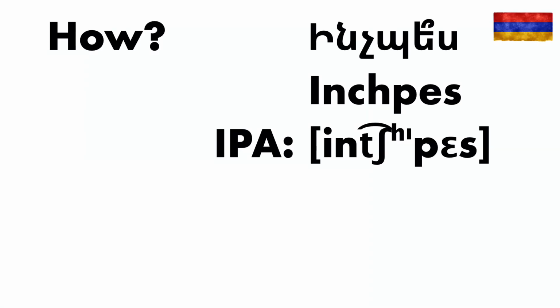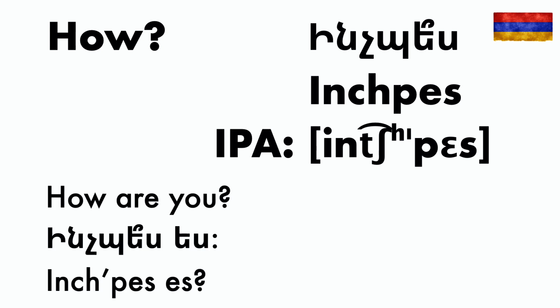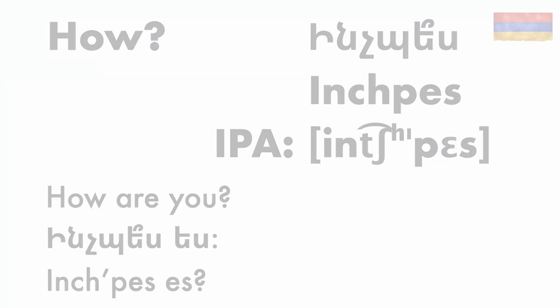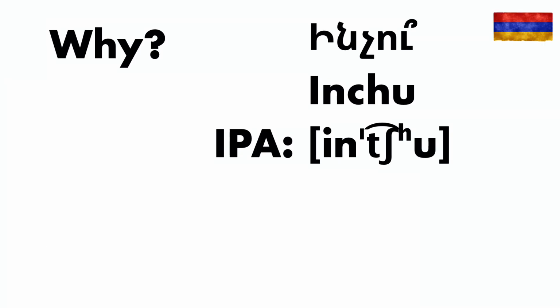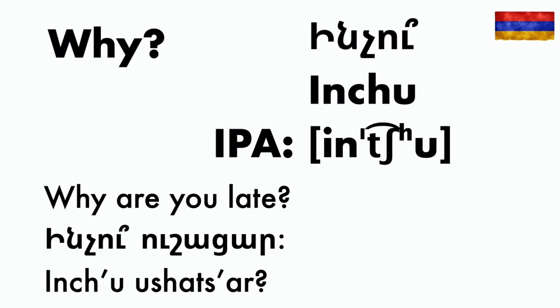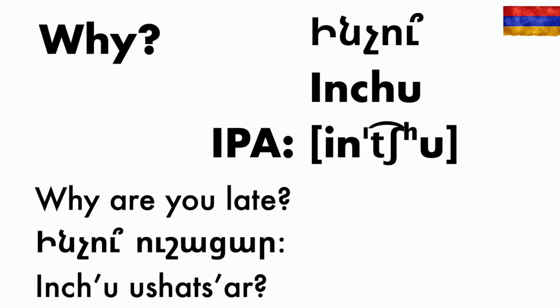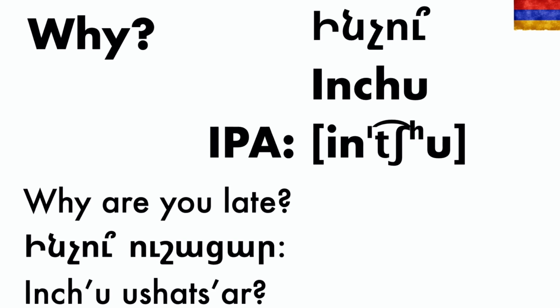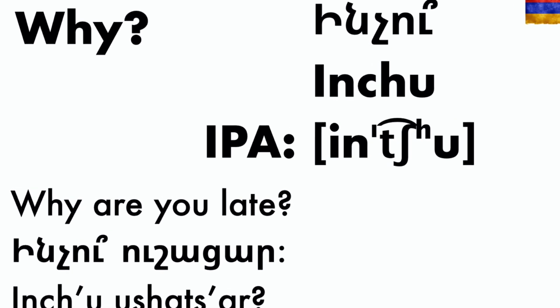How. Ինչպես. How are you? Ինչպես ես. Why. Ինչու. Why are you late? Ինչու ուշացար.